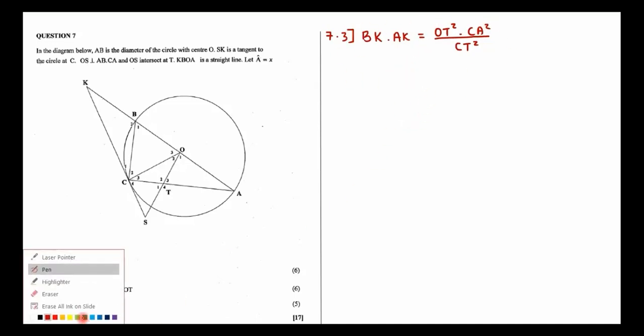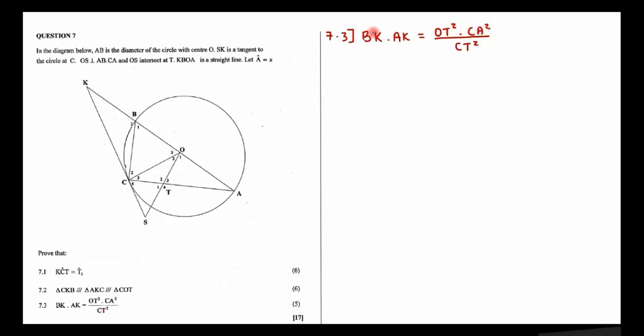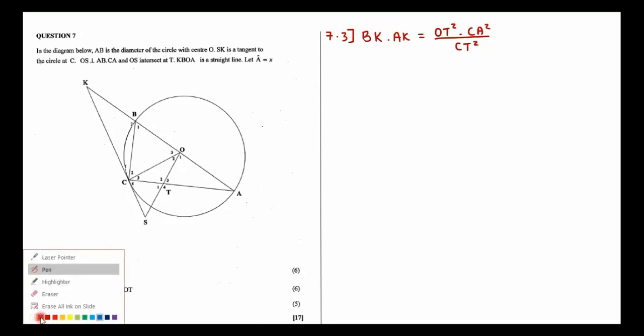Okay, so now, first thing that we need to do is look into the question that we're given. So here we need to prove that BK times AK is equal to OT squared times CA squared all divided by CT squared. Now the real problem here is that we're given each side being squared, right? So the first thing that I need to do here is to basically investigate, right?